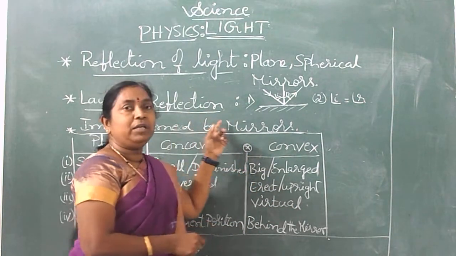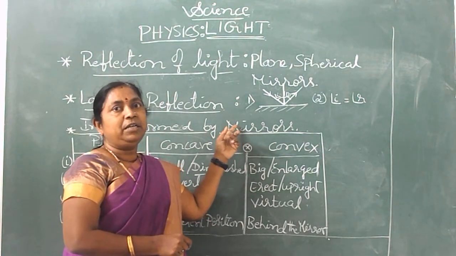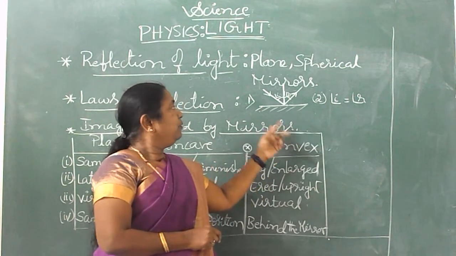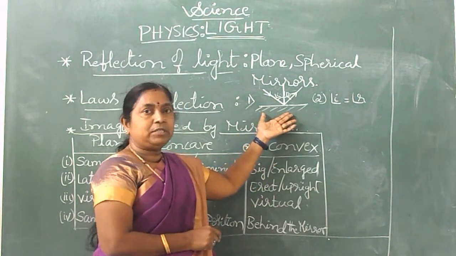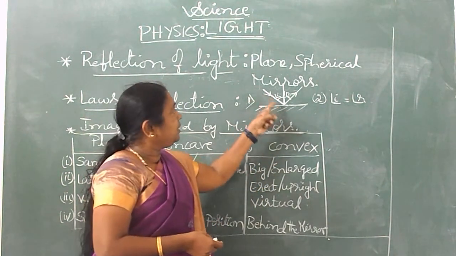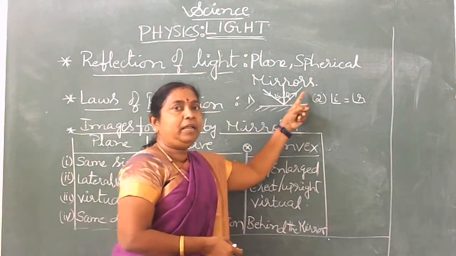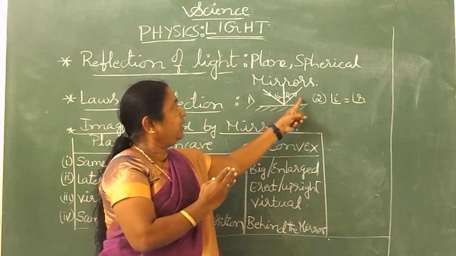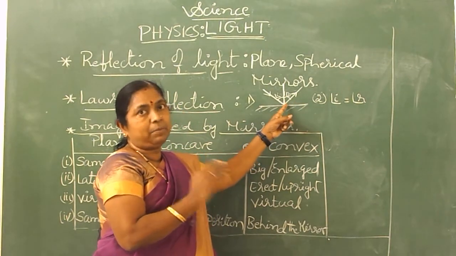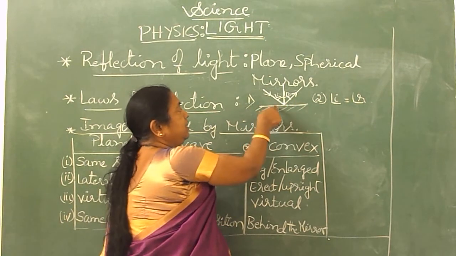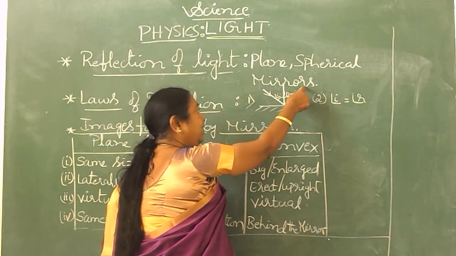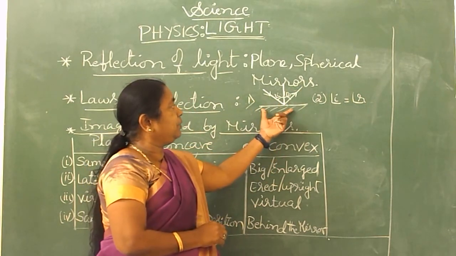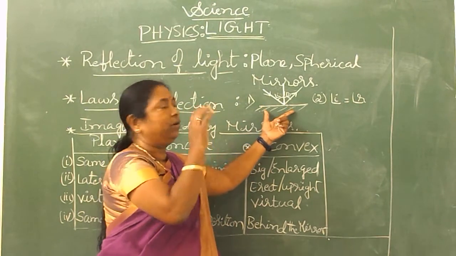Now let us know about the laws of reflection. As you have learned, the first law of reflection explains that whenever a light ray falls on a plane mirror, the line which divides the incident ray and the reflected ray is called the normal line. Hence, the incident ray, the normal line and the reflected ray all lie on the same surface, that is, a flat surface.